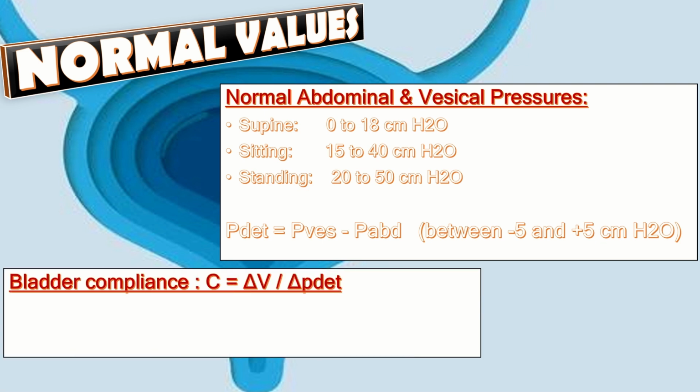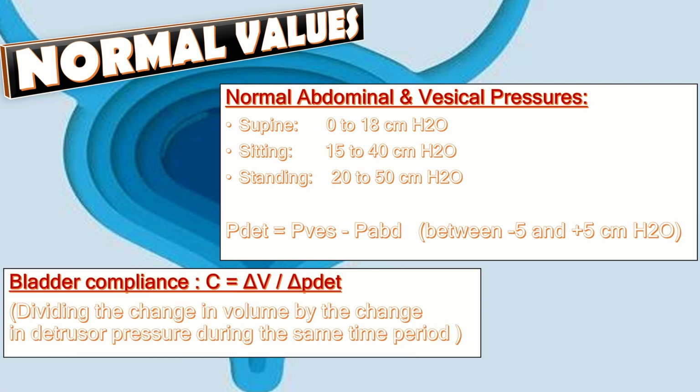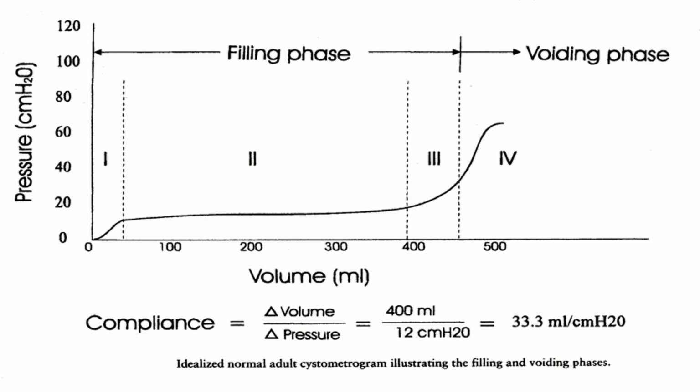The bladder compliance is obtained by dividing the change in the volume by the change in detrusor pressure during the same time period. Here we have an idealized normal adult cystometrogram illustrating the filling and voiding phases. The compliance, which is the ratio of average volume to average pressure, is about 33.3 ml per centimeter of water.